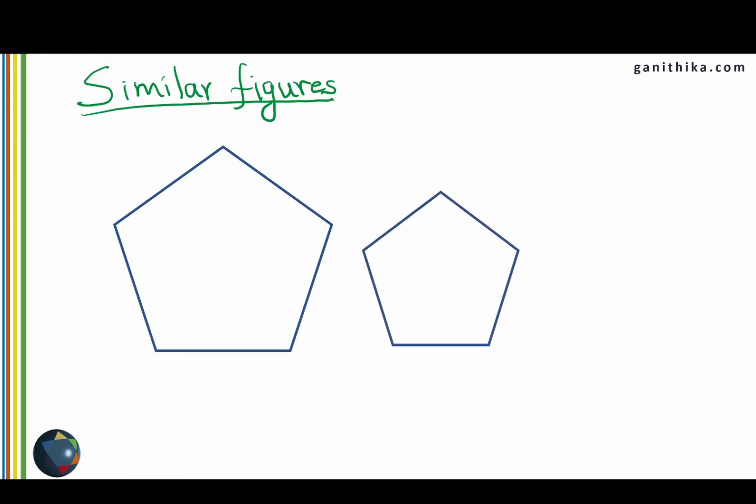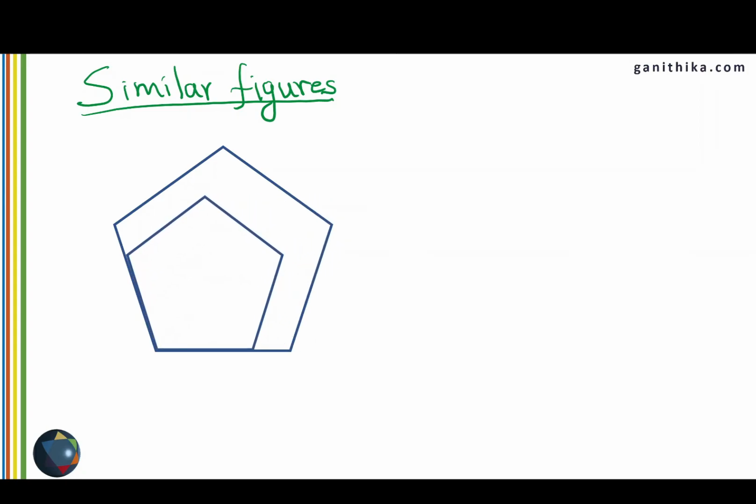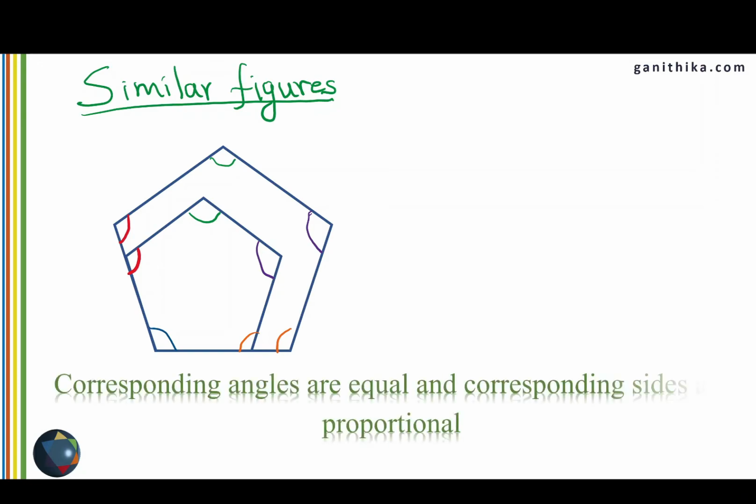you will have a figure smaller or bigger than the original one, but the angles are supposed to be maintained. So if the angles are all the same, but the sides are proportional, then we say that the two figures are similar. So corresponding angles should be equal and corresponding sides should be proportional, which means if they are in the same ratio, then the two figures are said to be similar to each other.